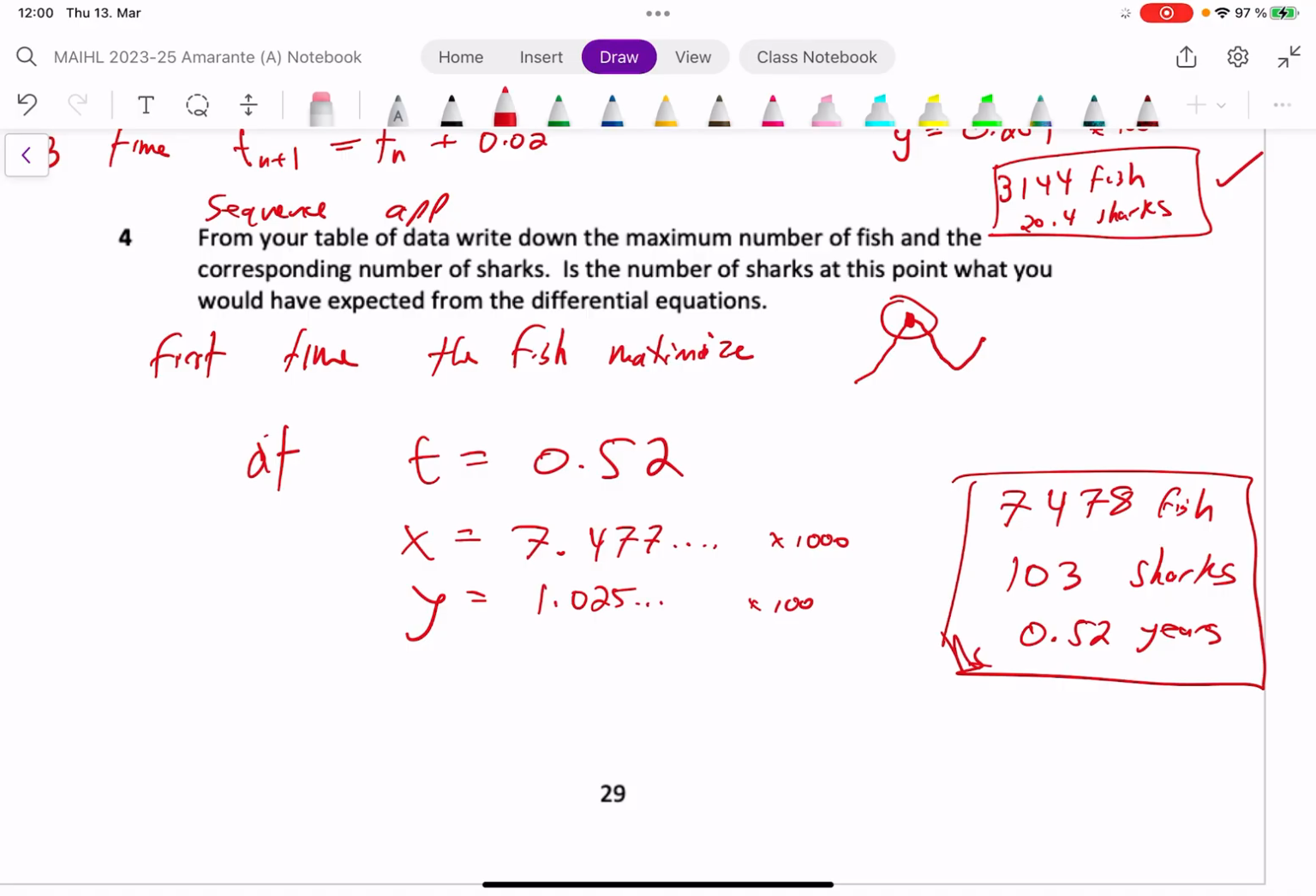And so then the question is, is the number of sharks at this point what you would have expected from the differential equations? That's really just an opinion. And you'd say probably it's what I expected.